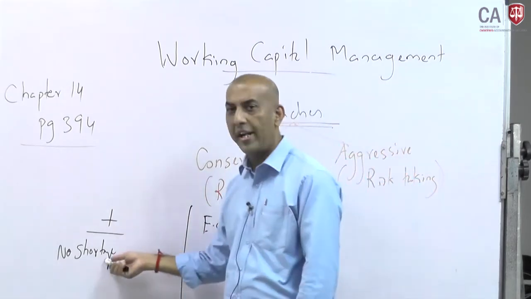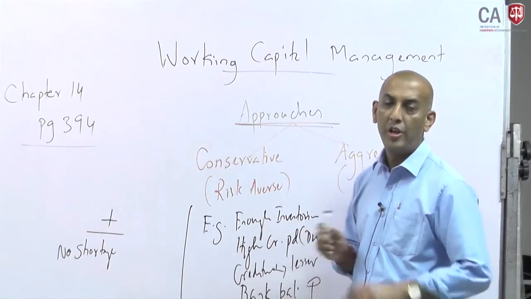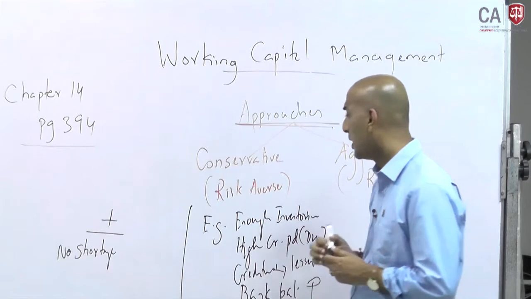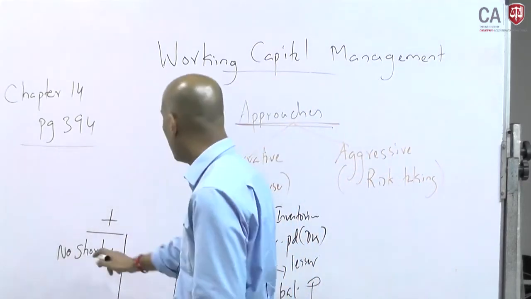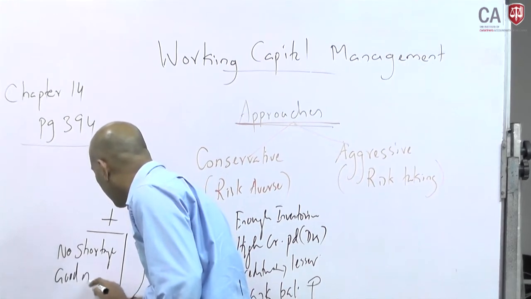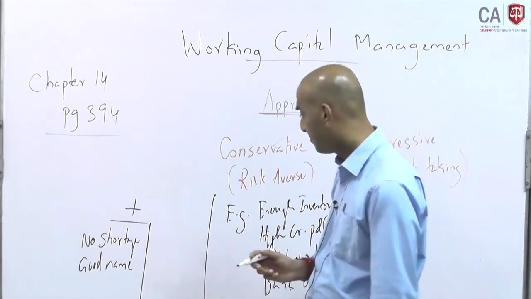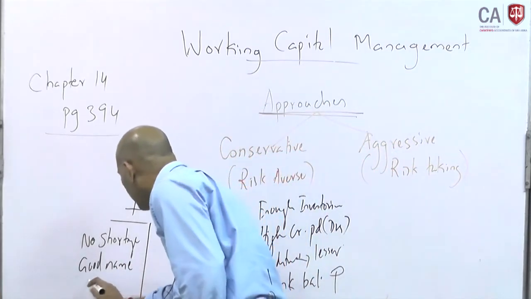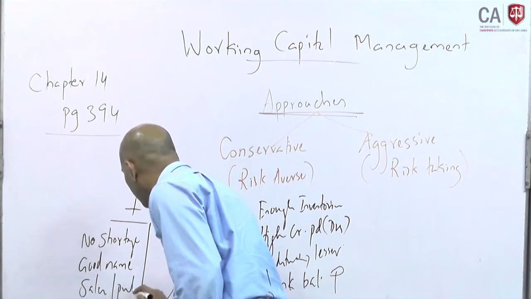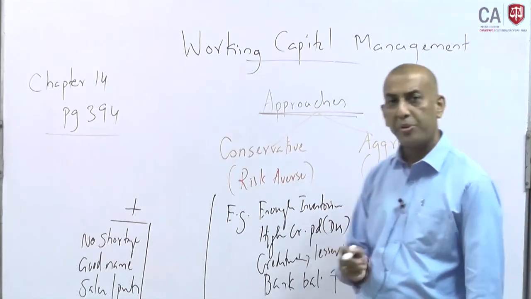So no shortage. If you have a conservative approach, no shortage. You will not have shortage of production flow, nor in the showroom. So with no shortage, you will have a good name, in the sense your negative name will not be created, a good name will be there, and you will have more sales and profits. So these are the pluses of the conservative approach.